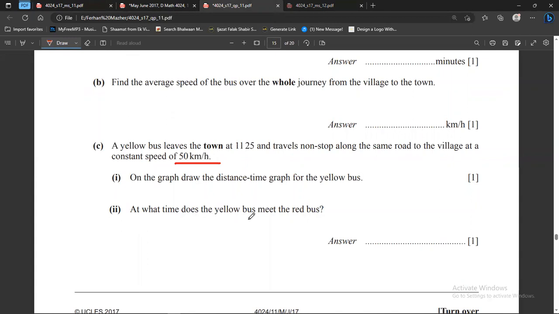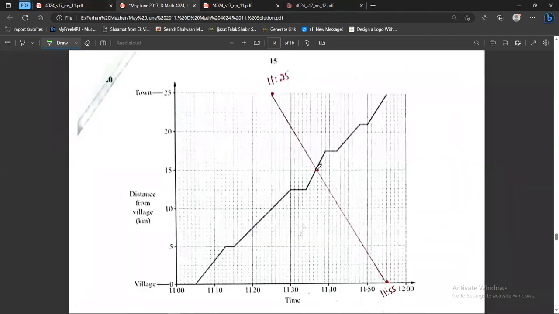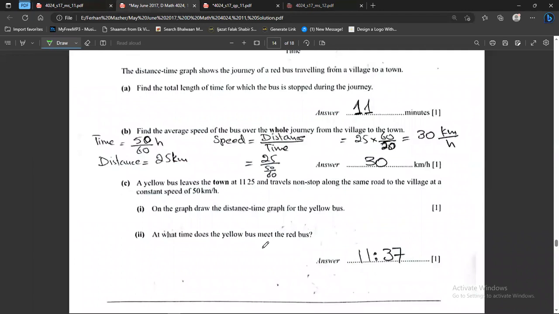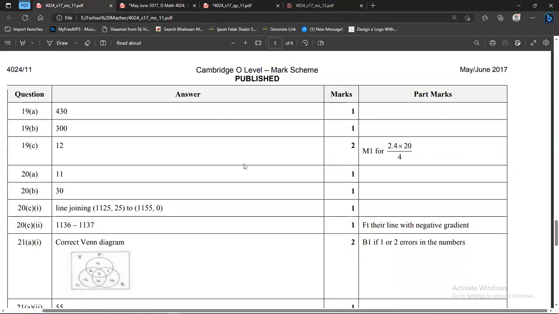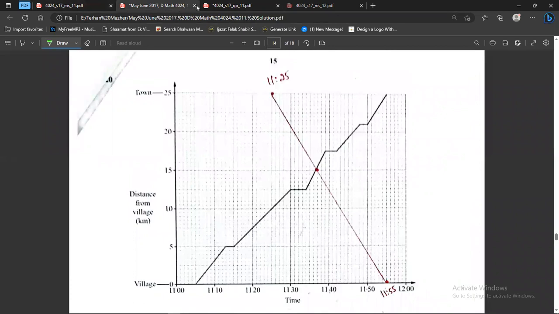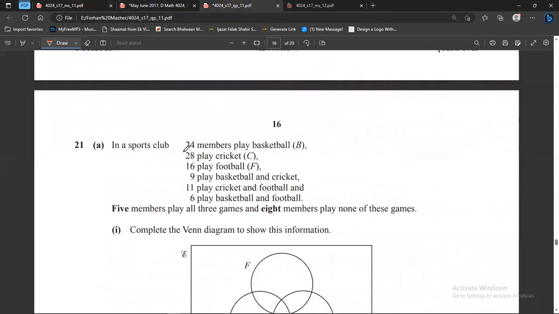At what time does the yellow bus meet the red bus? Okay, so they met at this time. This is something like 11:37. This time is when they met with each other. This is the point, and that is 11:37. 11:37 is the answer, sir. And the 11:37 is the right answer, sir. You can see here. Okay, so we are going to the next question.